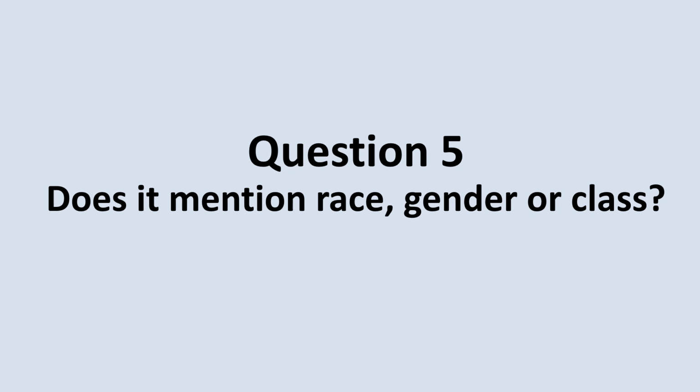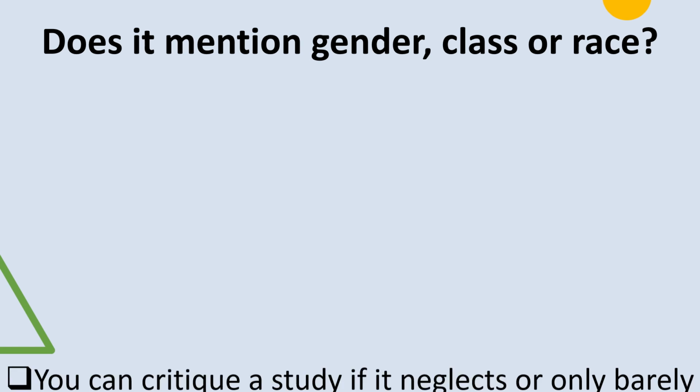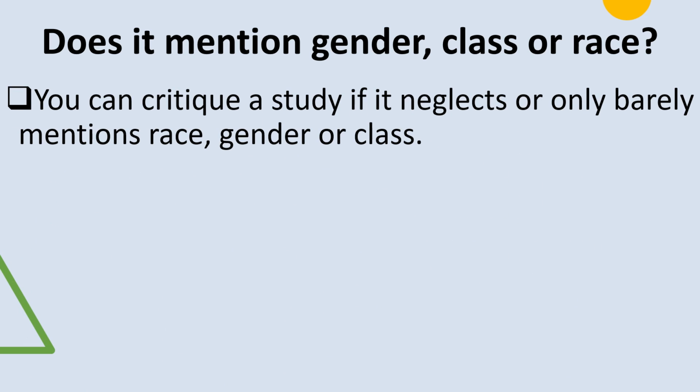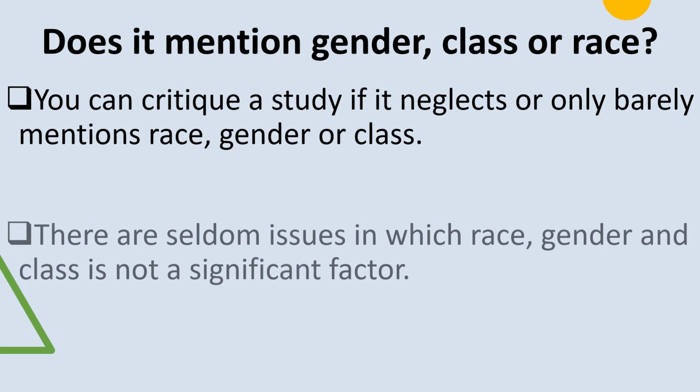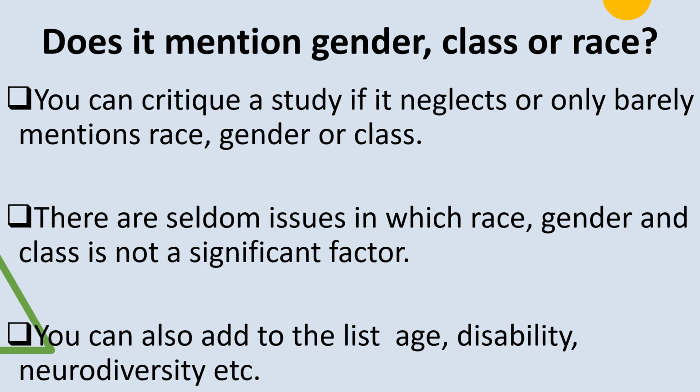And the last question, does the academic text mention anything about race, gender, or class? If it does not mention anything about race, gender, or class, you can critique it. You can critique a study if it neglects or only barely mentions race, gender, or class. There are seldom issues in which race, gender, and class is not a significant factor. You can also add to the list age, disability, neurodiversity.